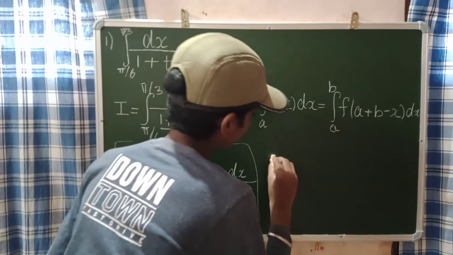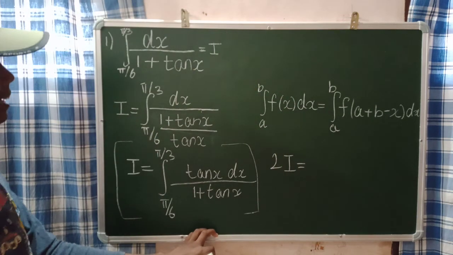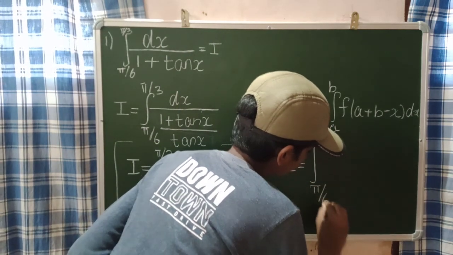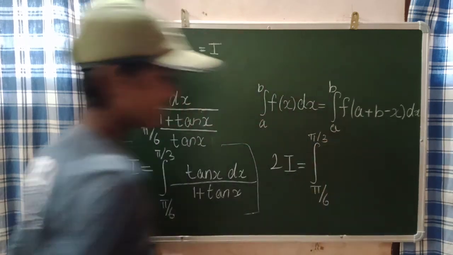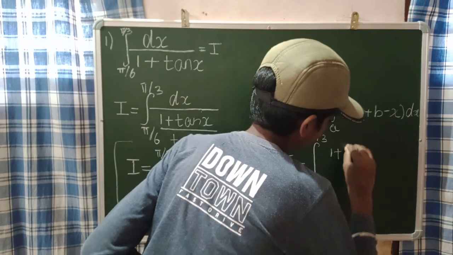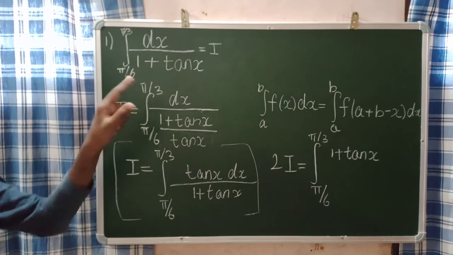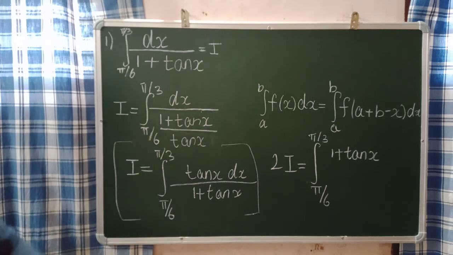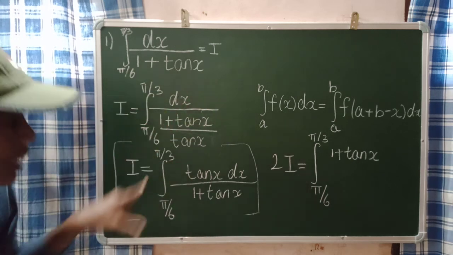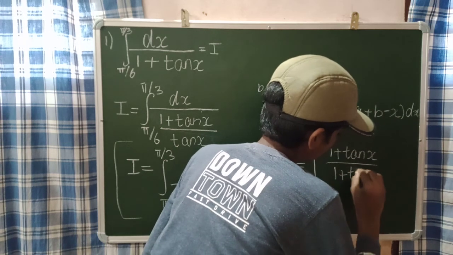When you add these two I's, what you will be getting is 2I will be equal to, just I'm adding these two integrals, this integral and this integral. When I add, limits are same, so I can directly add the inside value. What are your limits? Pi by 6 to pi by 3. When you add the inside value, what you will get is 1 plus tan x. The numerator will be getting 1 plus tan x, as the denominator is same for both the integrals. Now, for both the inside value and the denominator, I am having the same expression, which is 1 plus tan x. So I would directly add your numerator, divided by 1 plus tan x of dx.